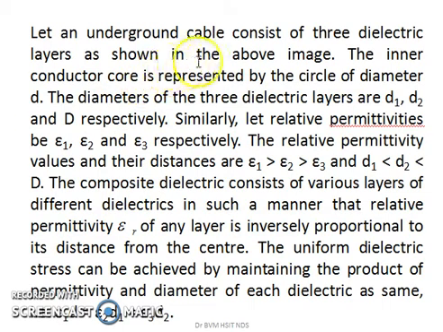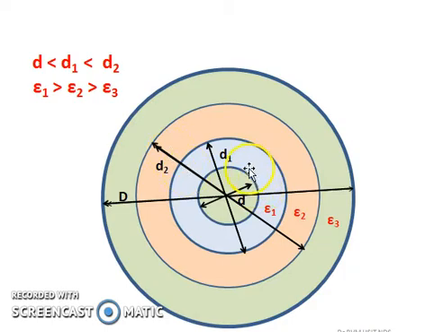Let an underground cable consist of three dielectric layers as shown in the above image. The inner conductor core is represented by the circle of diameter d. The diameters of the three dielectric layers are d1, d2 and D respectively. This is d1, d2 and capital D. These are the diameters of the different dielectrics.